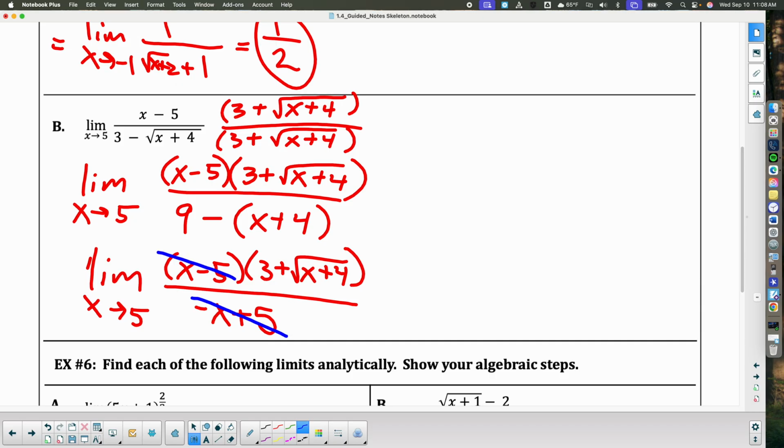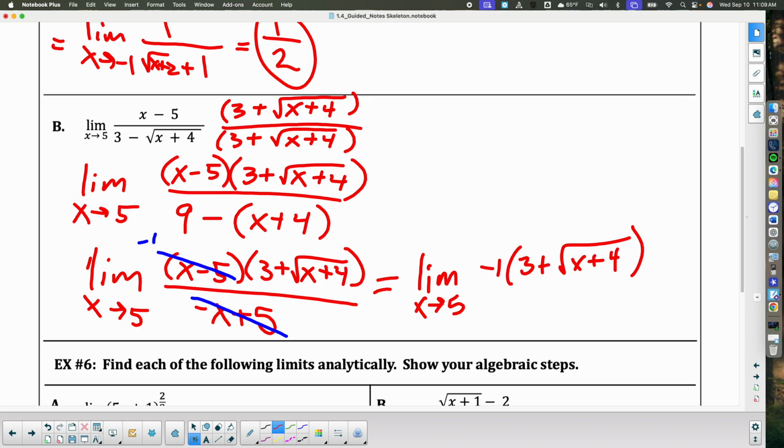And it doesn't matter if you leave the negative 1 on top or bottom. It works either way. And then there essentially is no bottom because it's a 1. But the reason this works, even though it looks terrible, is the fact that we can plug 5 in and get an answer. So we would have negative 1 times 6, and so that'd be negative 6.